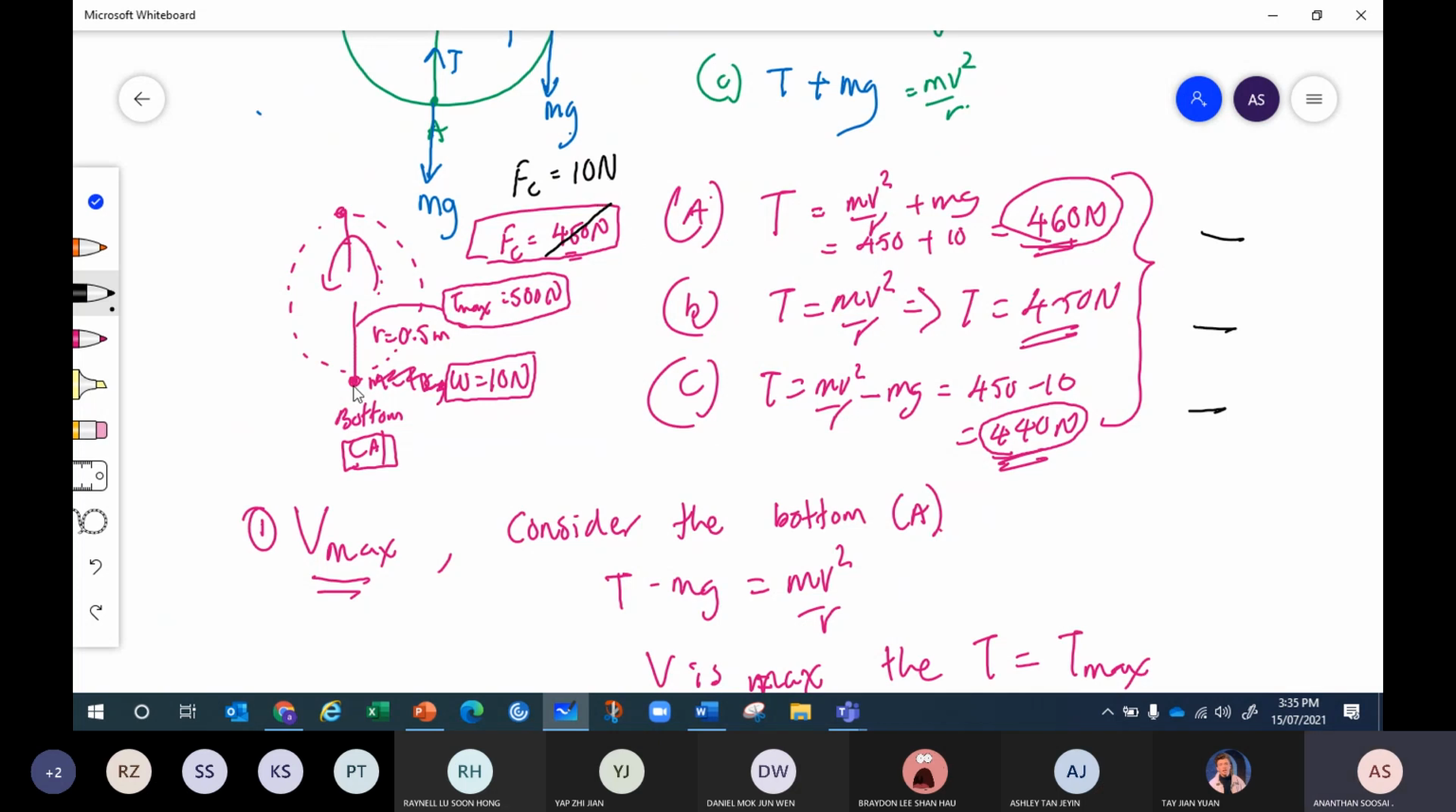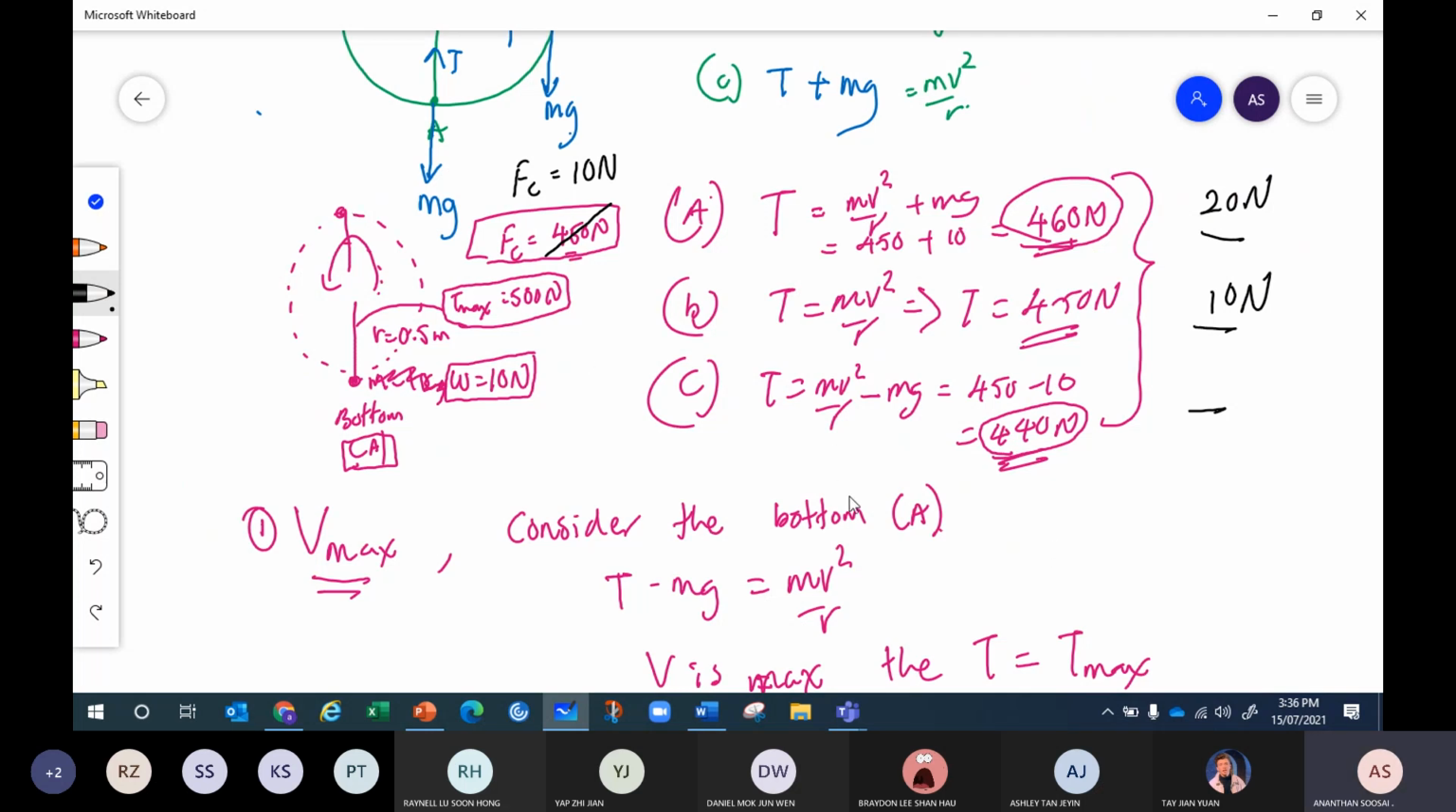At A, at the bottom, what will the tension be? FC is 10 Newton. At the bottom it will be mv squared over r plus mg, so 10 plus 10, right? So it's going to be 20 Newton. At the bottom, the tension will be 20 Newton. At the side, the tension will be exactly the same as the centripetal force. In this case, the centripetal force is 10 Newton, so at the side it will be 10 Newton.